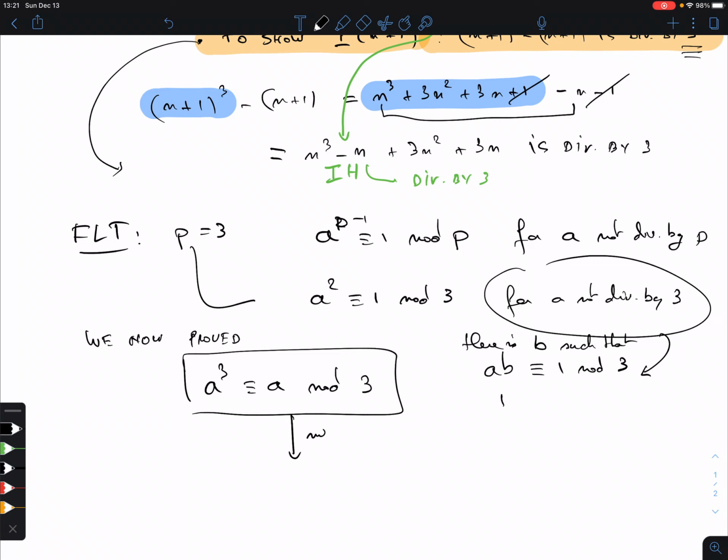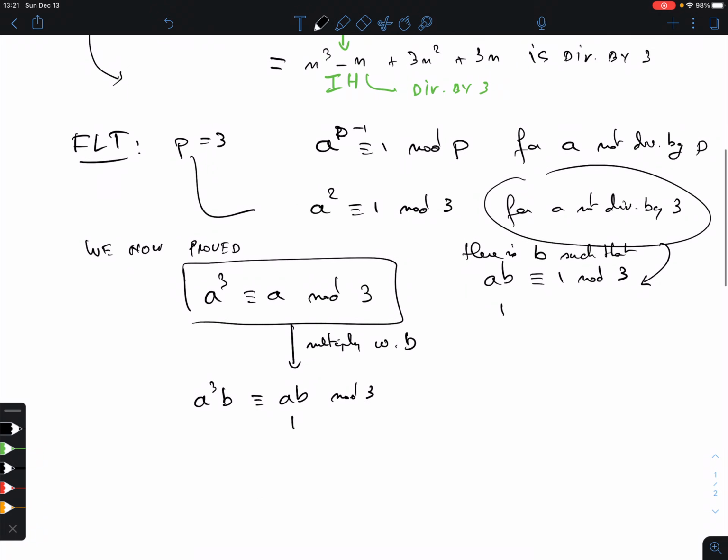Because now multiply both sides with b. Well, I get a cubed b is equivalent to ab mod 3. We know that doesn't change if you multiply both sides. Now, this becomes 1. What happens here? Well, this I can write as a squared times ab, and then this is 1. So this is the same as a squared. A squared is equivalent to 1 mod 3. And that is Fermat's little theorem that we proved. And that is, by the way, how you prove it.